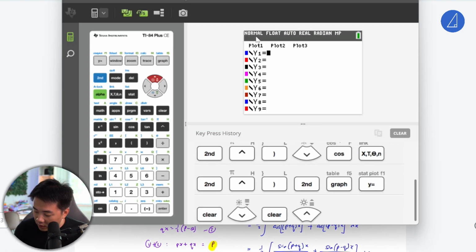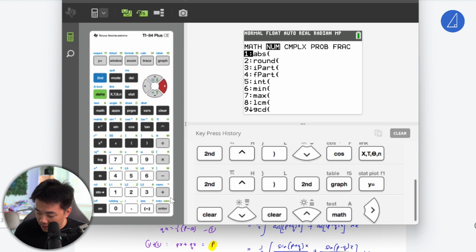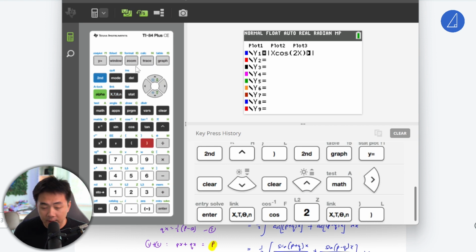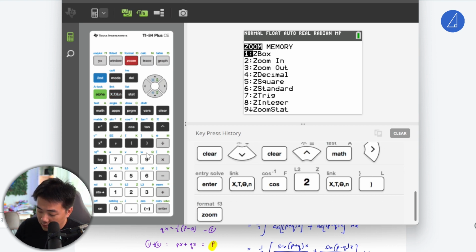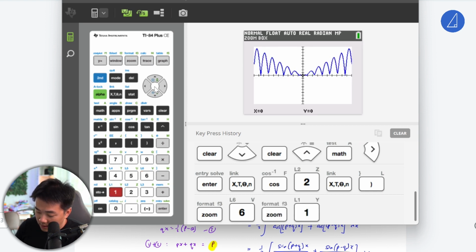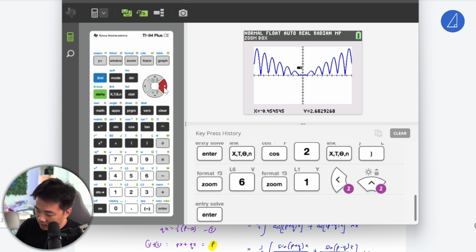So for a modulus function, what we need to do is just draw the graph of modulus x, using math number absolute value, then x cosine 2x. Let's bracket it. Then we just zoom standard, and this is the graph here. Of course, we want from 0 to pi over 2, so I'm going to zoom box to the area where 0 to pi over 2 is roughly here.